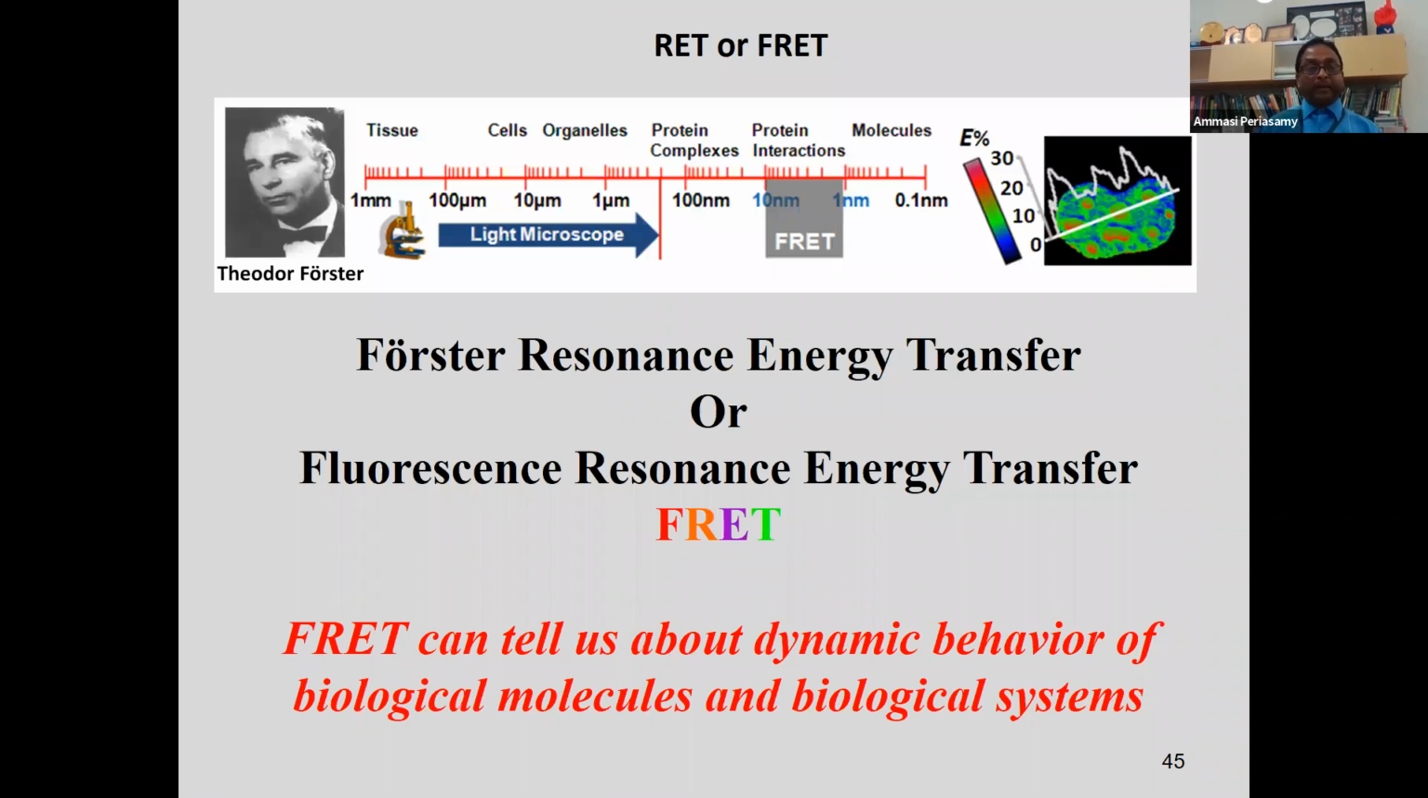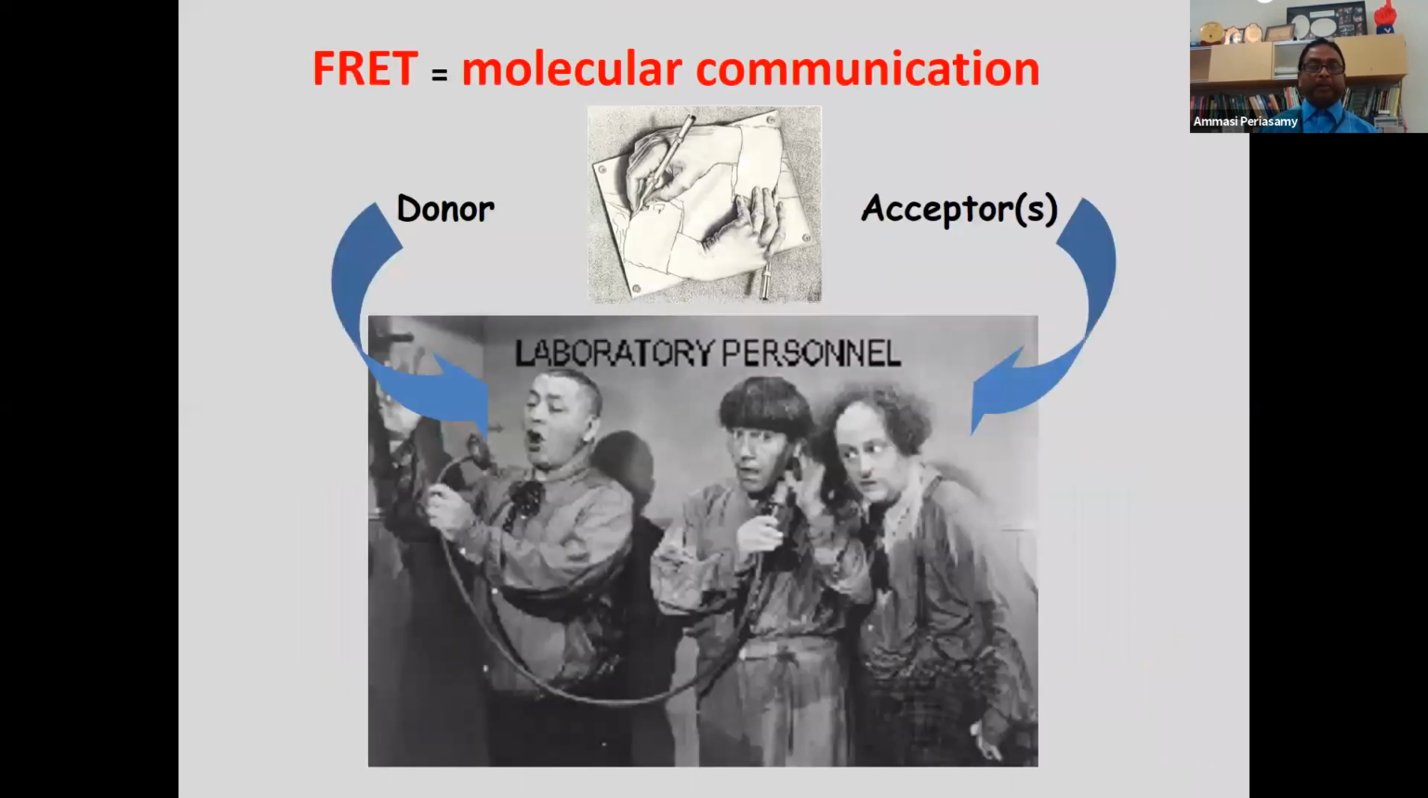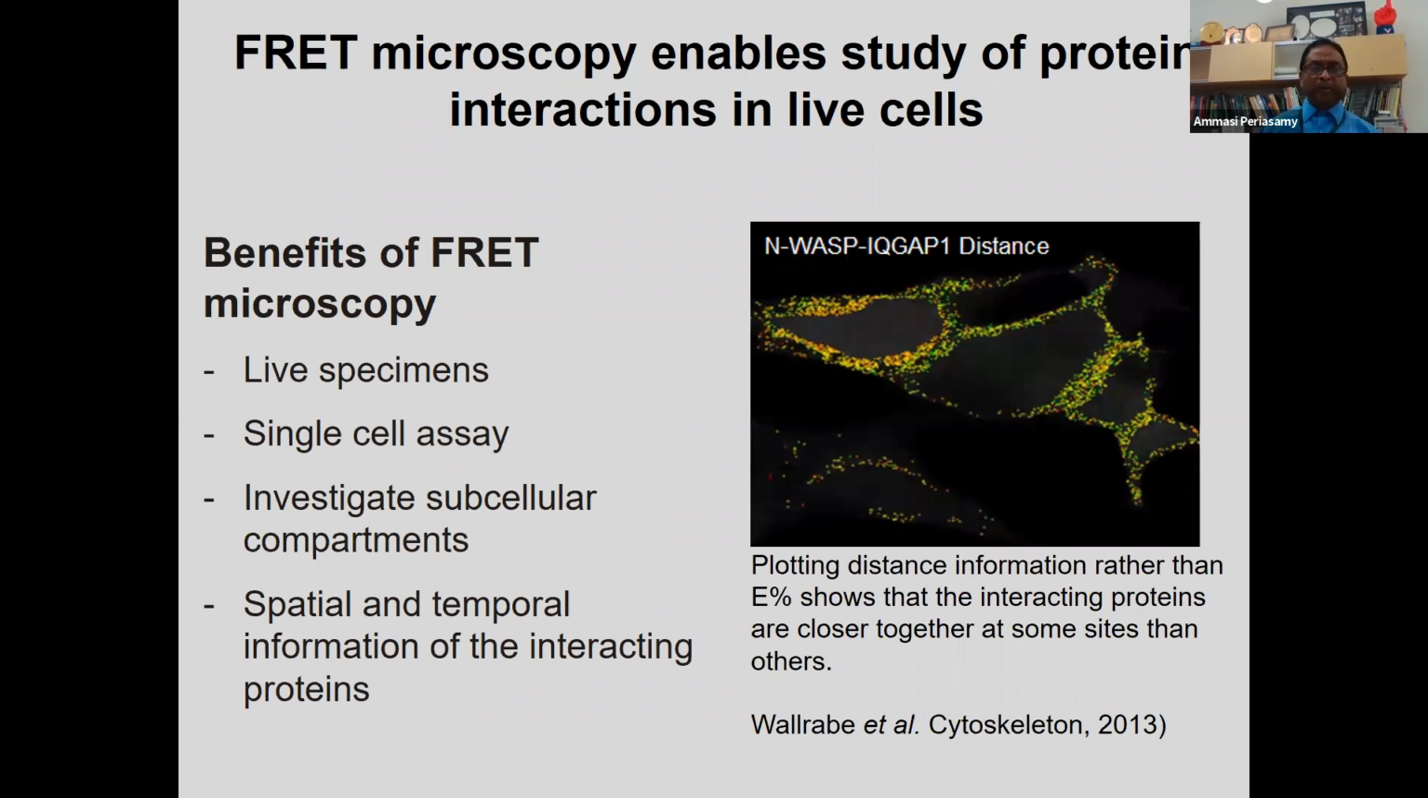Förster resonance energy transfer provides you information about the dynamic behavior of biological molecules. It's basically a communication between two fluorophore molecules or two protein molecules. It works with live specimens, so you can use it to measure FRET. You can do single cell assays, investigate subcellular compartments, and get spatial and temporal information of the interacting proteins.